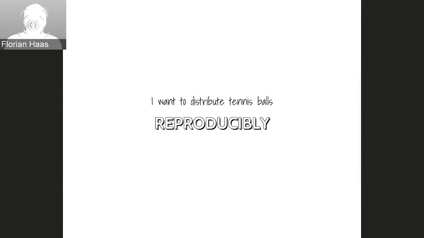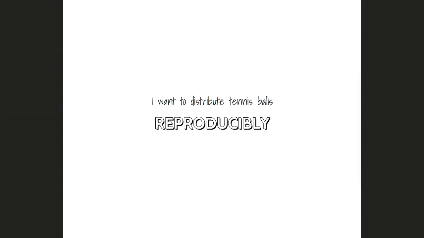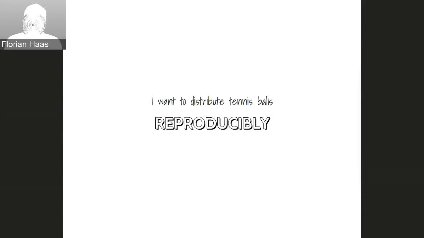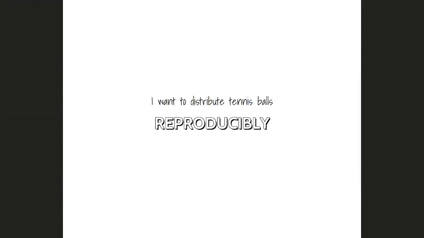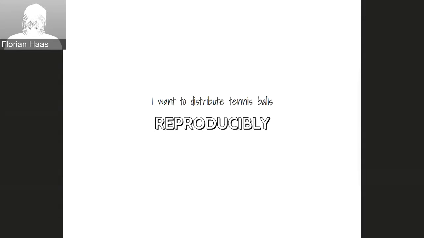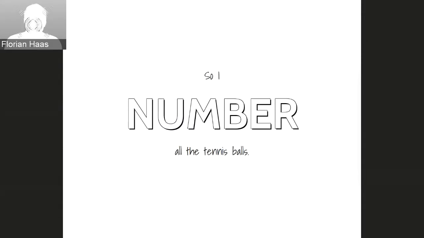I want, when I see a ball lying around on the ground on the court, to be able to pick it up and know exactly which of my students it belongs to. So what can I do in order to achieve that and to make this sort of round-robin thing more reproducible? Well, I just take a Sharpie and I number all of my tennis balls.